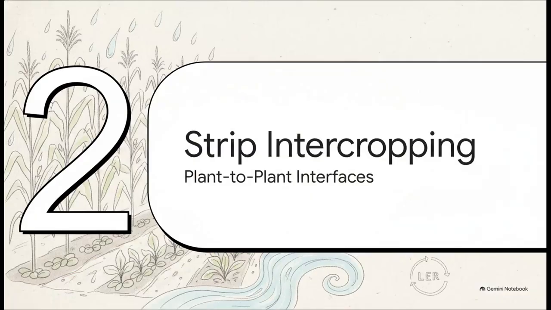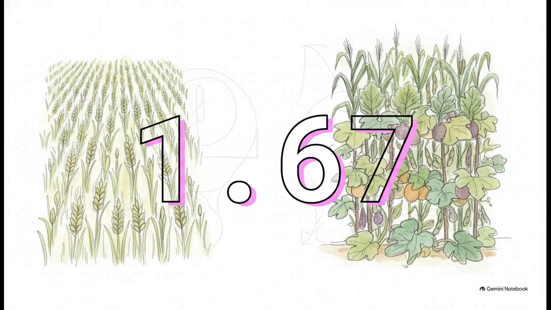Moving right along to Section 2, strip intercropping and LER 1.67. Okay, this number is absolutely crucial. This is a land equivalent ratio, or LER, which is a metric used to evaluate how efficient it is to grow multiple crops together compared to just growing them alone in monocultures. So an LER of 1.0 is your standard baseline monoculture. An LER of 1.67? That means by integrating your planting space, you are pulling in roughly 67% more total output from the exact same physical area of land.